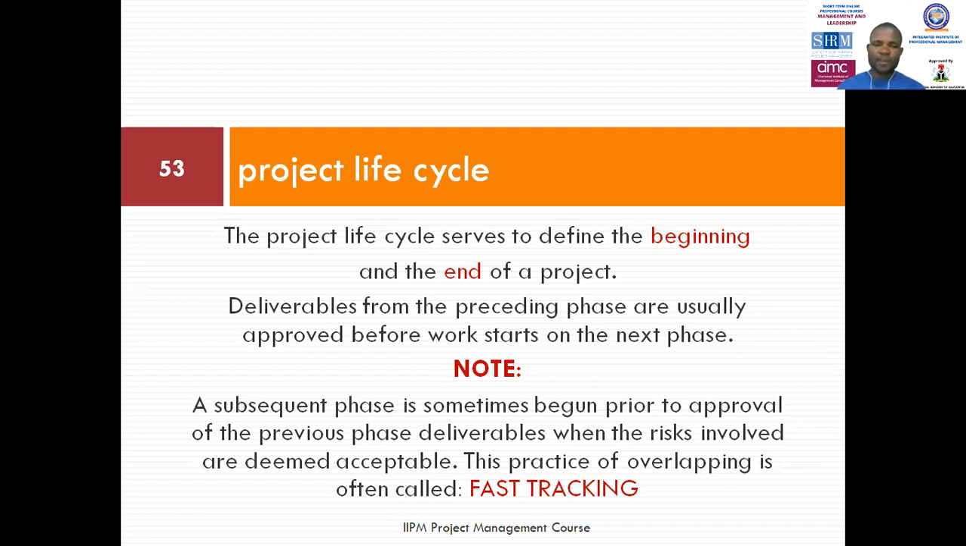So note, a subsequent phase is sometimes begun prior to approval. That's the case I was talking about in the case of overlapping. A subsequent phase is sometimes begun prior to approval of previous phase deliverables when the risks involved are deemed acceptable. This practice of overlapping is often called fast tracking. So you fast track to manage time more effectively.